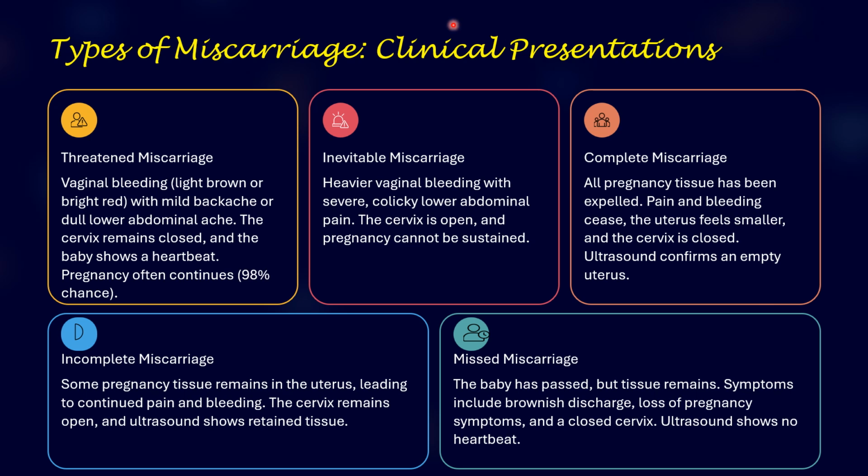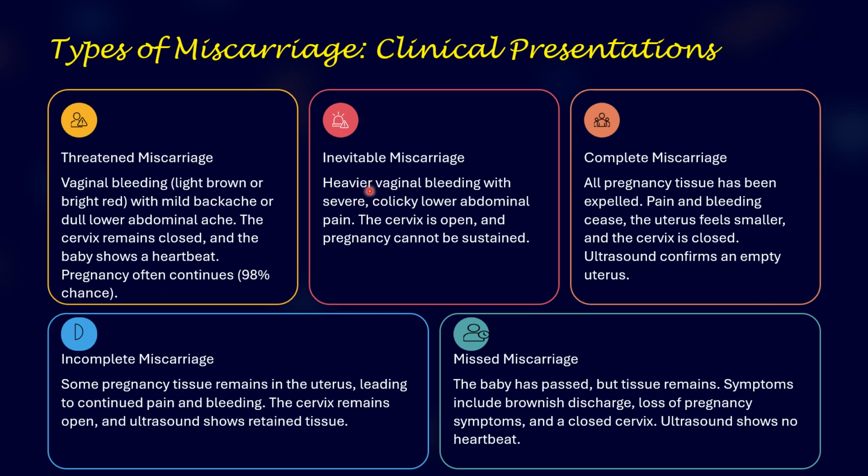Now let's learn about the types of miscarriage. We have five types of miscarriage. The first one is threatened miscarriage. Here the vaginal bleeding is light brown or bright red, with mild backache and dull lower abdominal pain. The cervix remains closed here, and if an ultrasound is done, it shows the baby's heartbeat. In threatened miscarriage, the pregnancy often continues, 98% of the time.